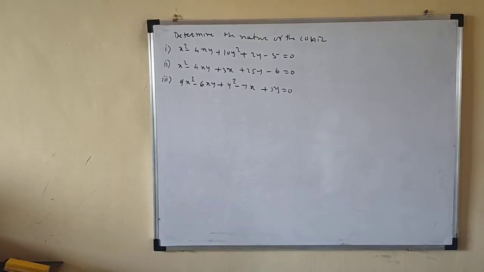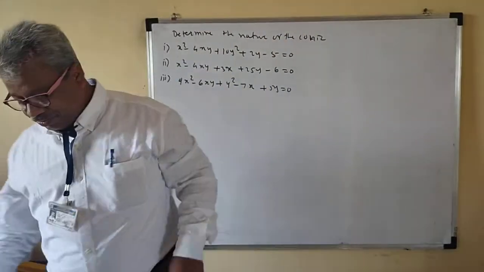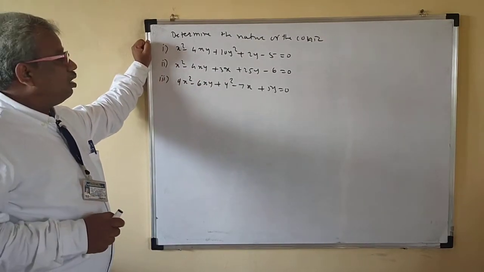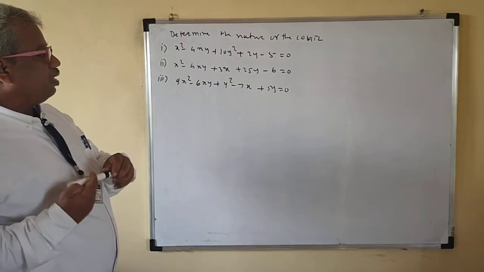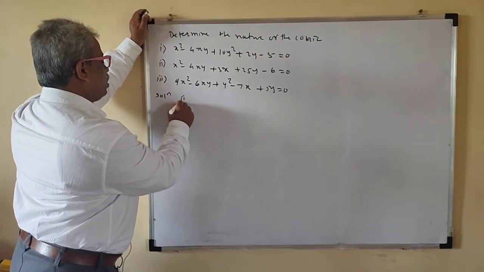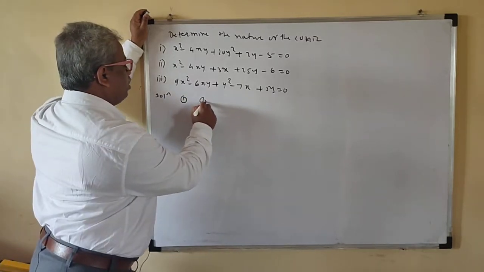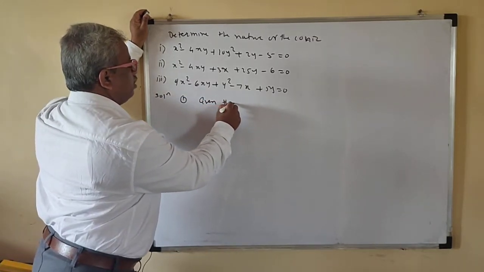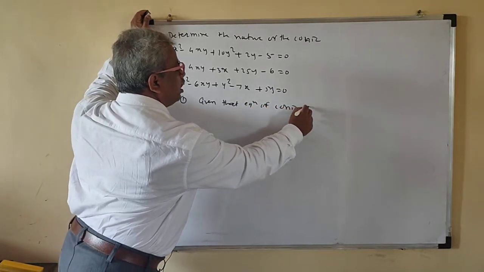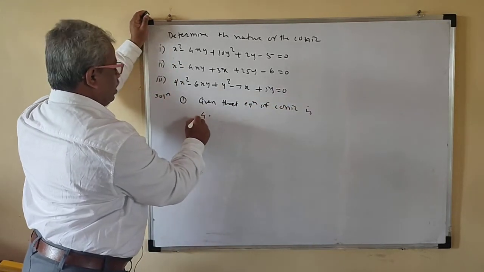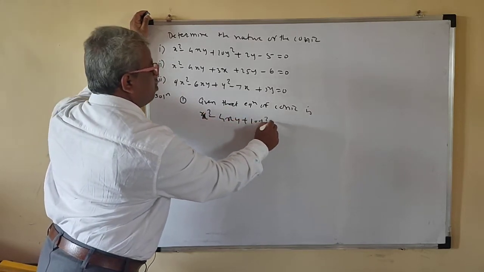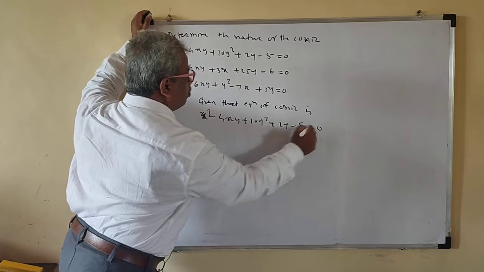Okay, so we see some problems on the nature of the conic, center of the conic, or something like that. Okay, solution. We'll take one. Given that the equation of conic is x square minus 4xy plus 10y square plus 2y minus 5 is equal to 0.